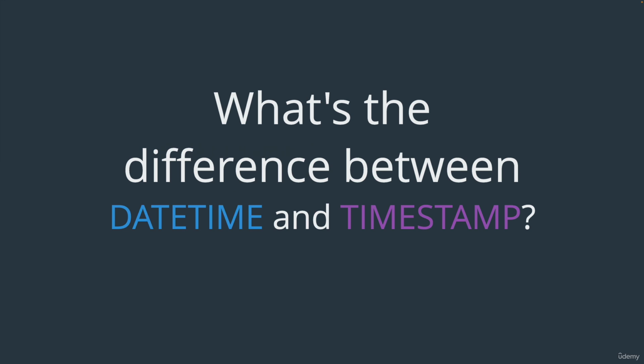But the biggest difference, aside from timestamp being more memory efficient, is that timestamp can store a much smaller range of dates. It goes back from 1970 something up to 2038, whereas datetime can go from the year 1000 up to the year 9999. So big difference in the range. Otherwise, though, they both store dates and times together.